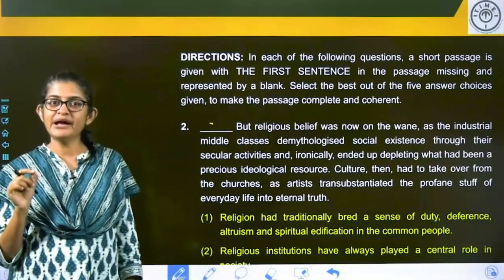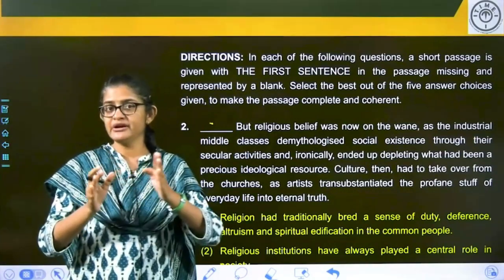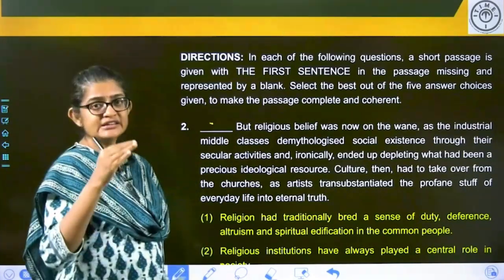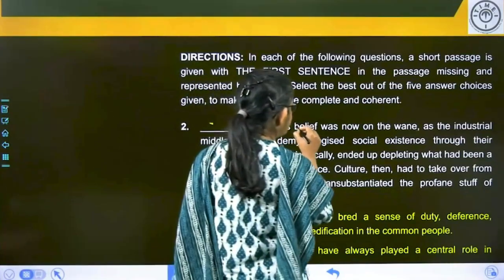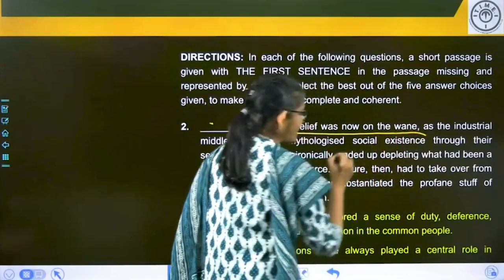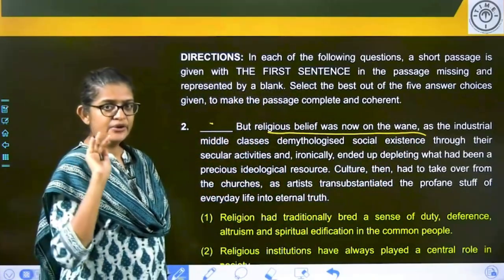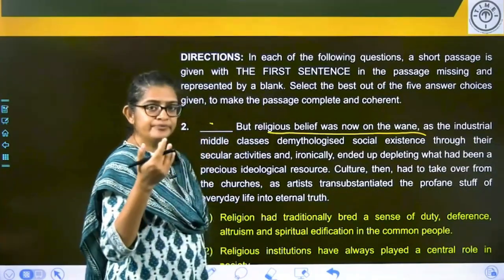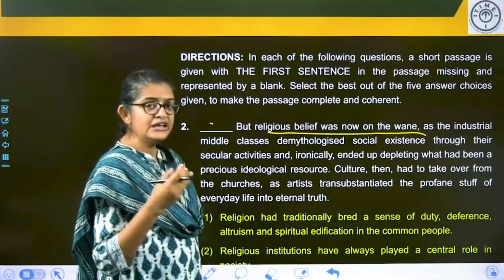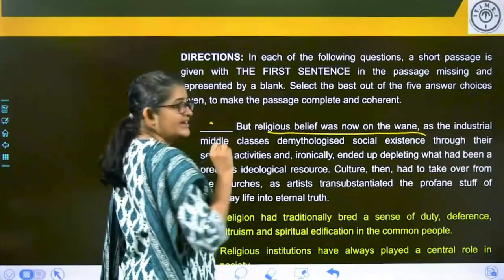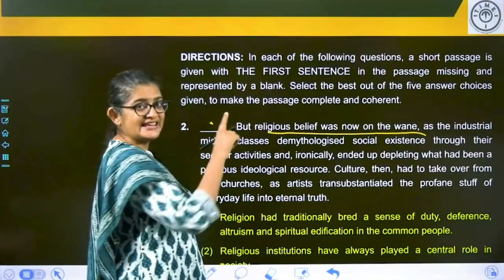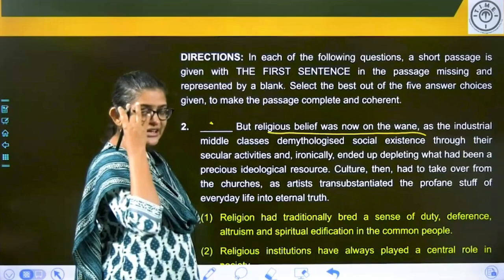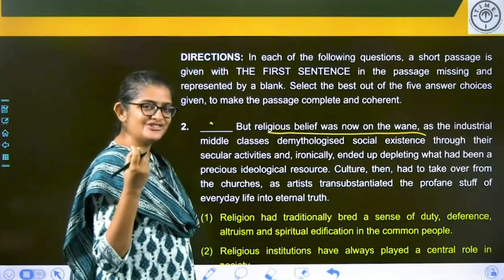Why? When you have "but", you know that there is going to be a contrast. Okay, right? But, yet, etc. indicate contrast. But religious belief was now on the wane. On the wane means declining. But religious belief was now declining means earlier religious belief was very strong. Something like that has to come here. So, we can already guess the nature of the sentence that needs to come here. That is a good trick that can help you find the answer. Find the approximate nature of the sentence.